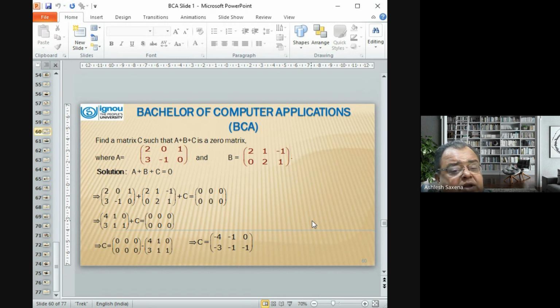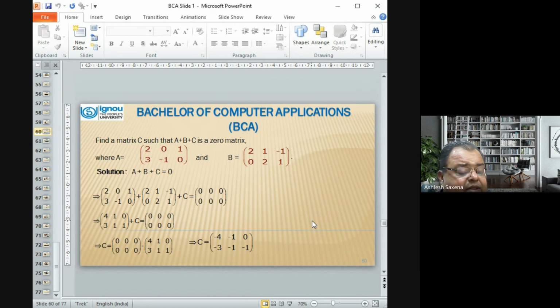After calculating, what will it become? 2 plus 2 is 4, 0 plus 1 is 1, 1 plus 1 is 1 minus 1 is 0. Next row will be 3, 1, 1. You can see that it will become a 2 by 2 matrix plus C equal to 0.